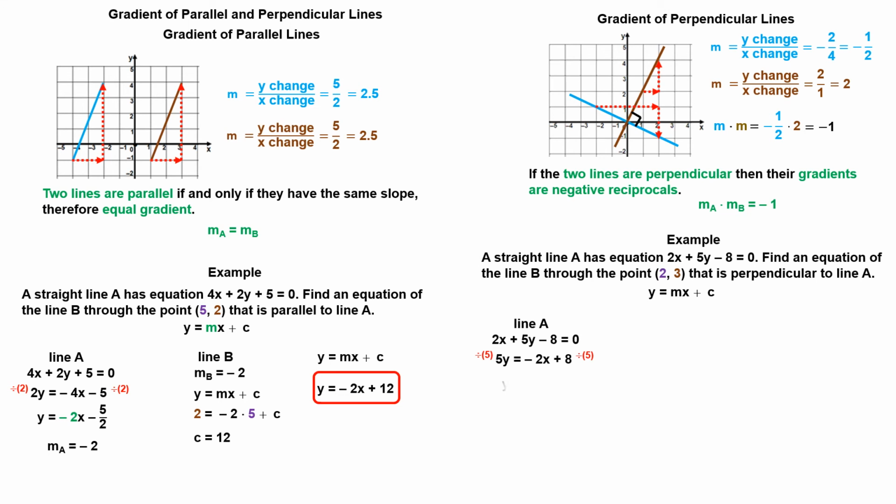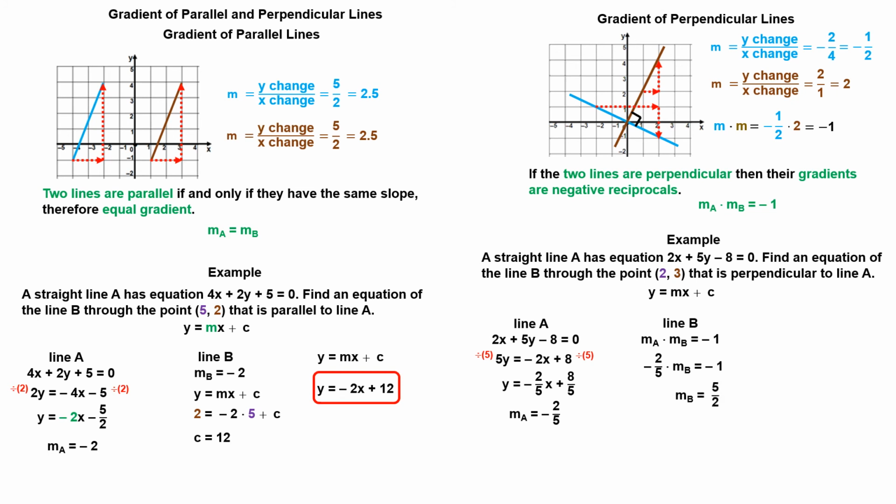The gradient of line A is minus 2 over 5. If the lines are perpendicular, the gradients are negative reciprocals. That is, the product of them is minus 1. So, let's find the gradient of line B. Replace the gradient of line A by minus 2 over 5. The gradient of line B is 5 over 2.